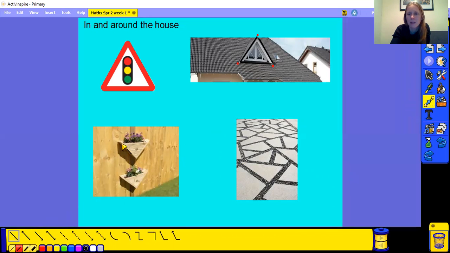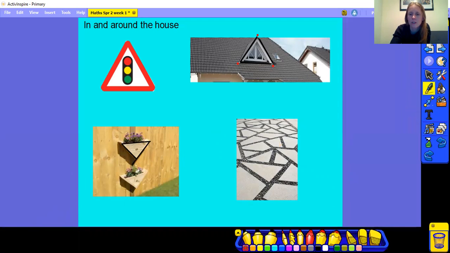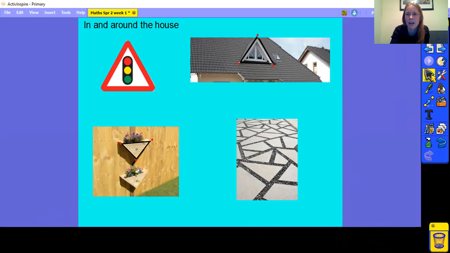Oh, look, here is a planter. It has one straight side, two straight sides, three straight sides. Does it have three corners? Let's check. One, two, three. Yes, it does. There are three straight sides and three corners. The planter is a triangle, and so is the one underneath.